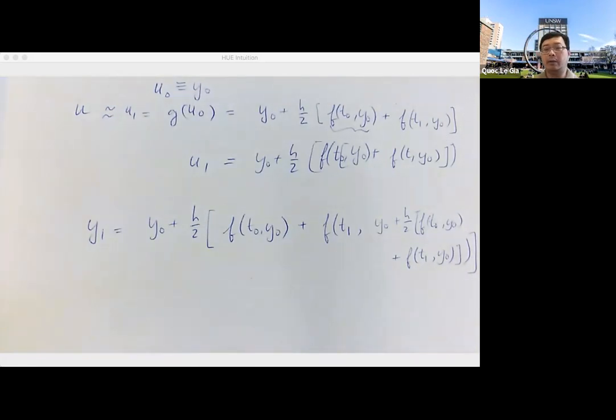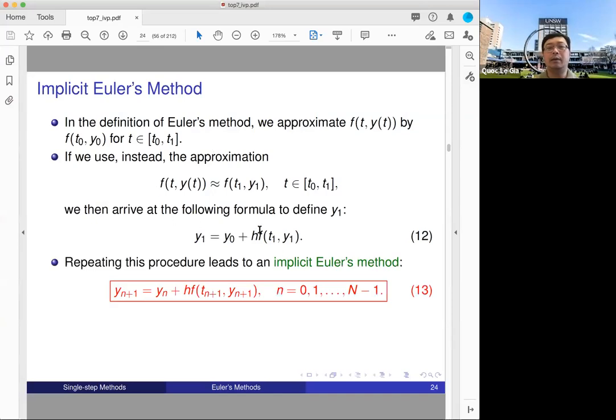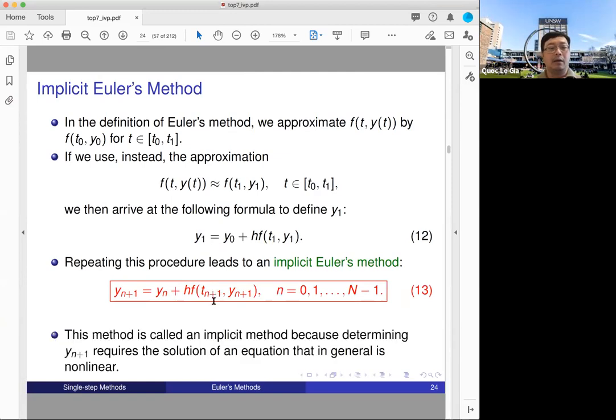And now we go back to the slide. Okay, so the implicit Euler method. We discussed that already. You have y1 on the left and y1 on the right. If you just move on, you get y_{n+1} equals y_n plus h f(t_{n+1}, y_{n+1}). So it appears on both the left and the right-hand side, so it is an implicit method, and at every step you have to solve an equation.